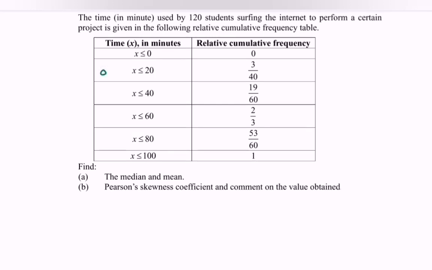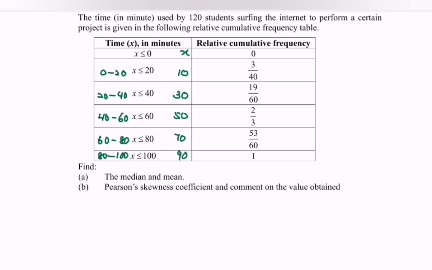So we have 0 until 20, 20 until 40, then 40 until 60, 60 until 80, and 80 until 100. Next is to find the midpoint. From here, for the midpoint we add the class limits, then divide by 2. So the midpoints will be 10, then followed by 30, 50, 70, and 90.